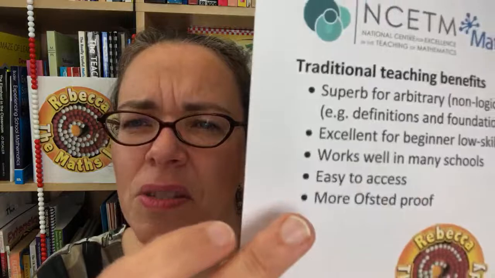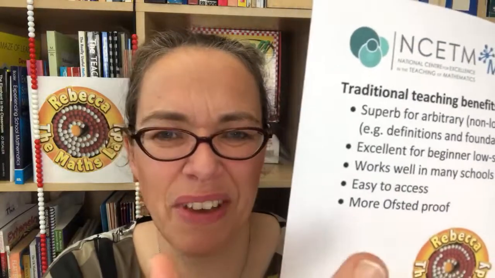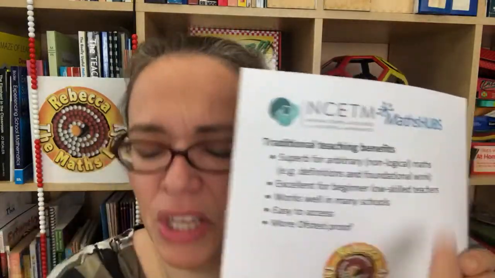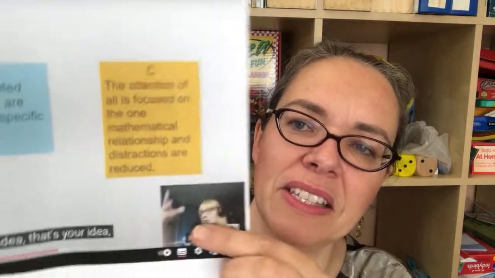Easy to access. It's really easy to understand what traditional schemes are and what the NCETM training is all about, and the Hubs training. And well, there's this one as well. It's kind of more government intervention proof. It's easy to write down and communicate to people who come in to inspect your school exactly what you're doing. And that tends to put them at ease and make them feel comfortable. So there's some huge, huge strengths to this approach C, which is what the NCETM and the Maths Hubs are all about.